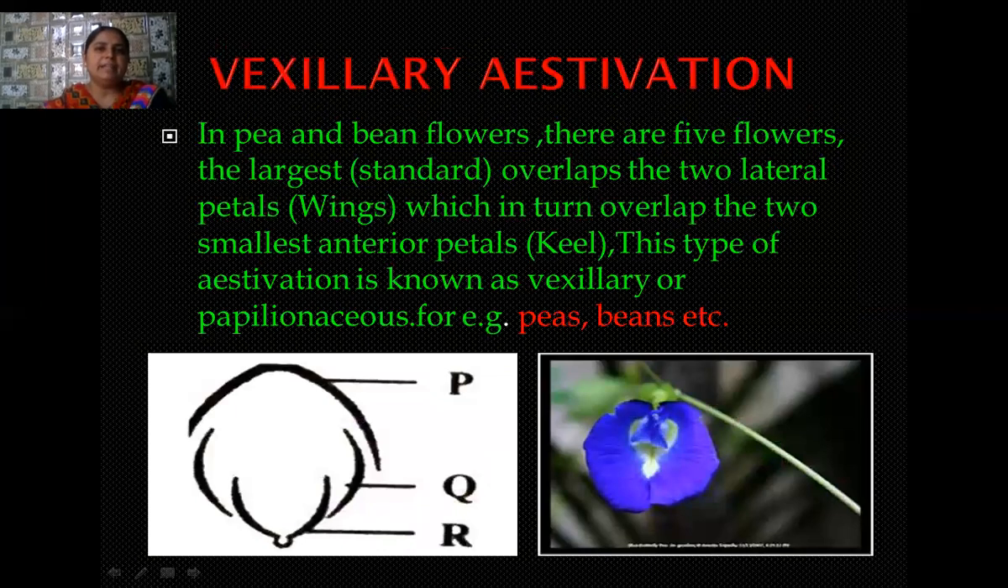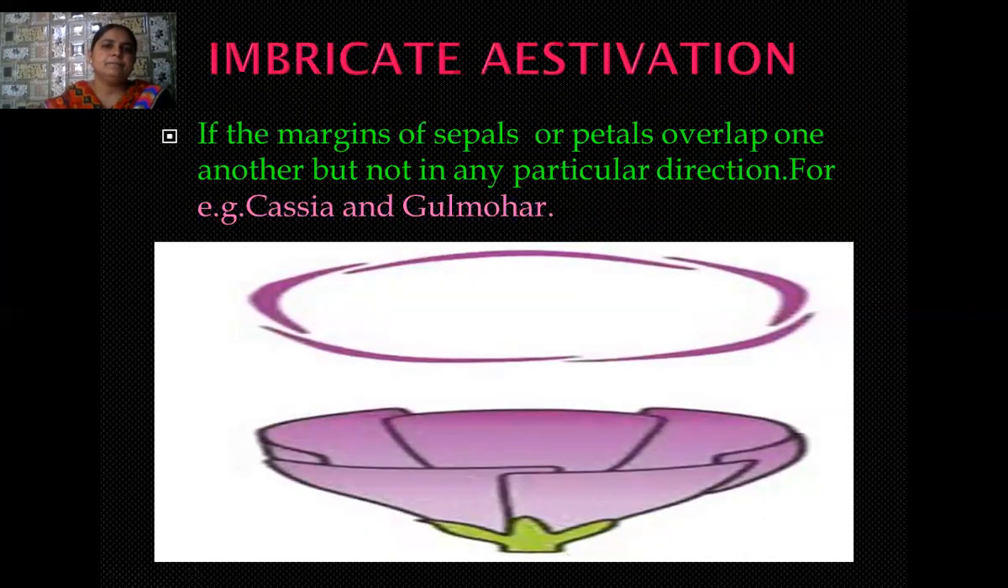Then we have vexillary estivation, student. In vexillary estivation, the example is the pea plant, or you can say beans. Okay, students.